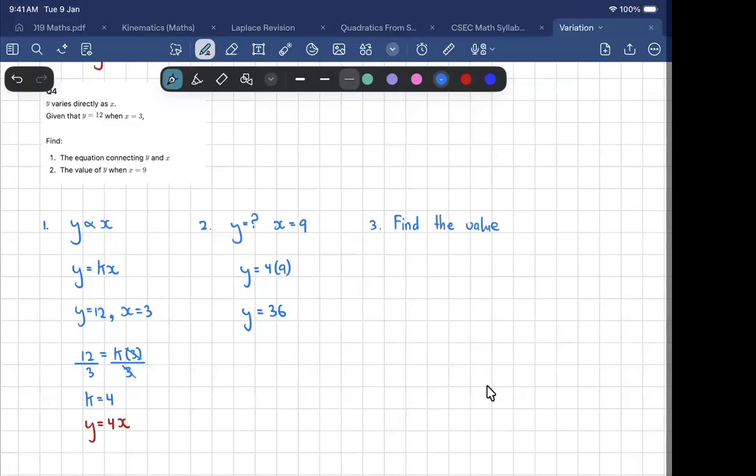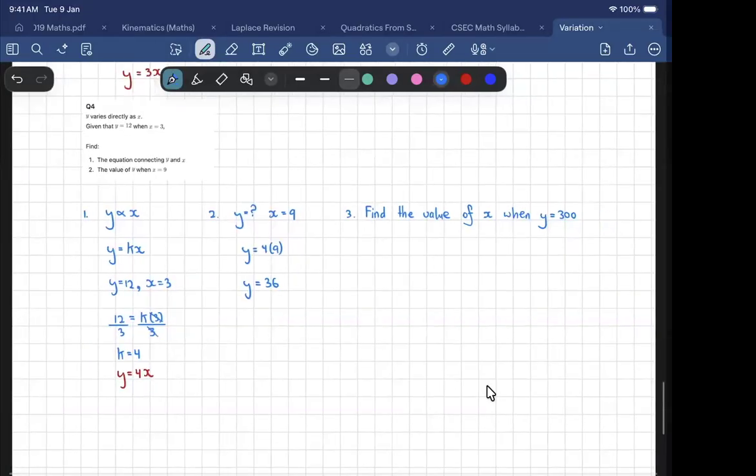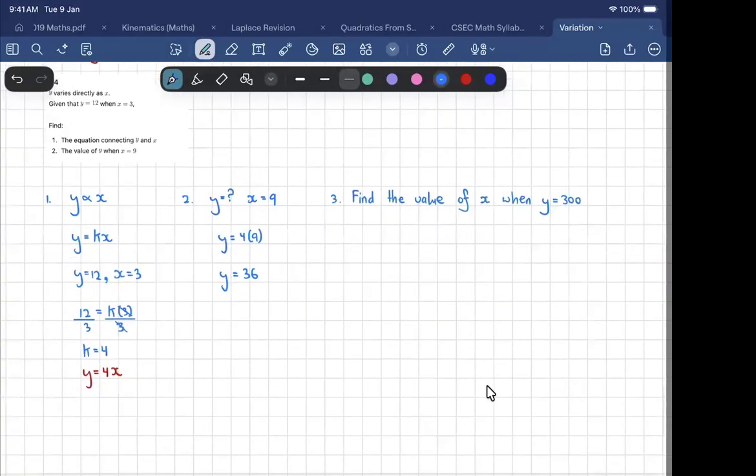Oh, Form 5 people, we're going to start just now. Find the value of x when y was 300. So Nia, let's try to do the additional question I gave. So question 3, find the value of x when y is 300. So walk me through how you would do that.